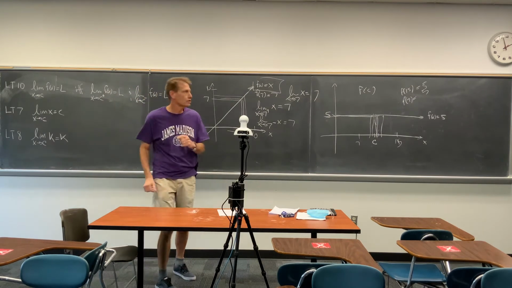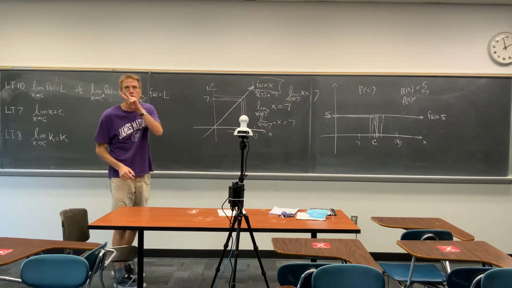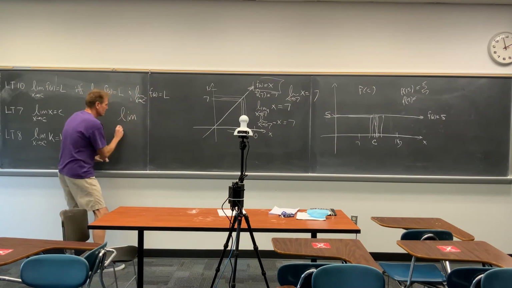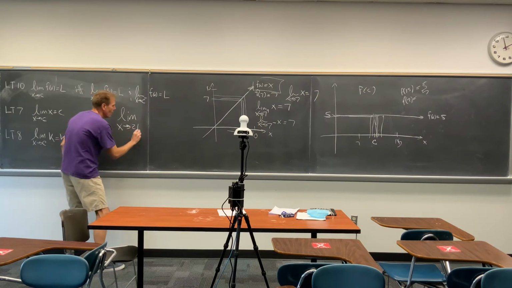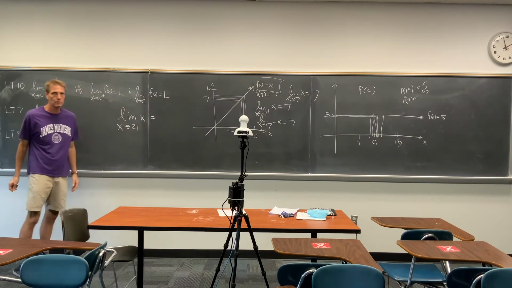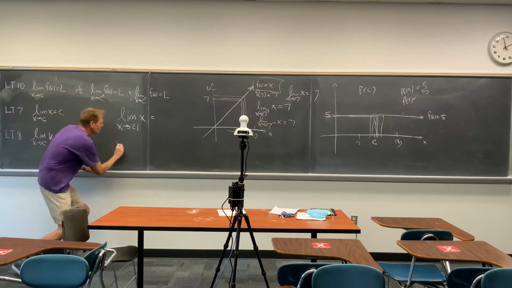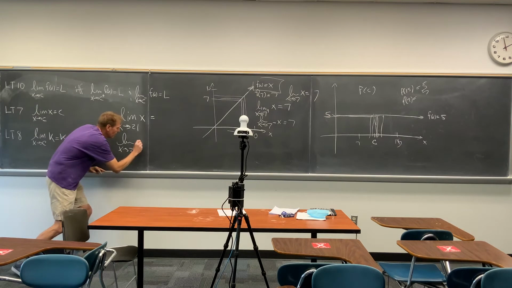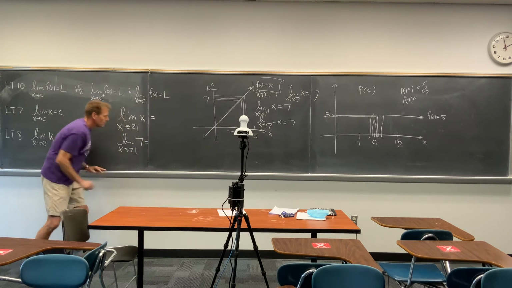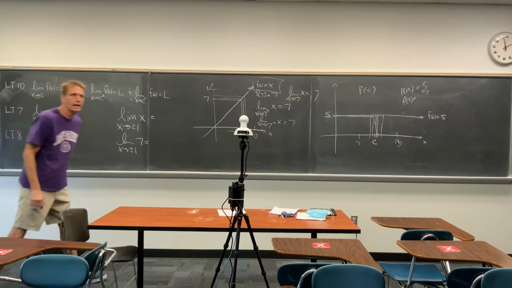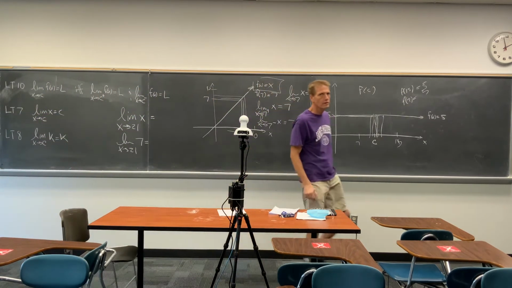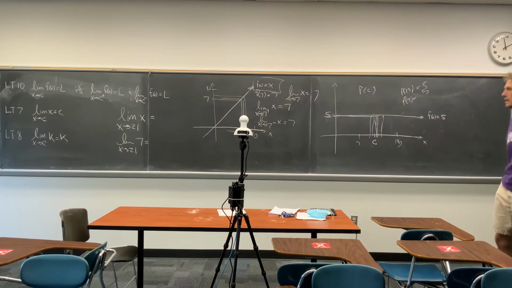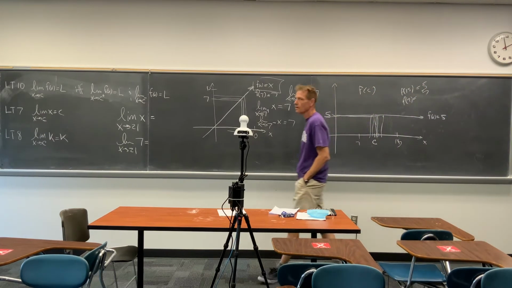Now I'm going to see if this registered in your brain. I'm going to give you 2 limits, and you see if you can figure out what these are. Question number 1: What's the limit as x approaches 21 of x? And then what's the limit as x approaches 21 of 7? Try to answer those now at your seats.